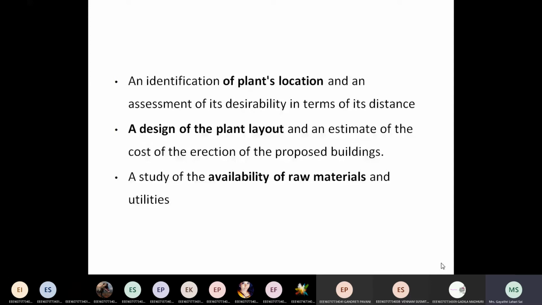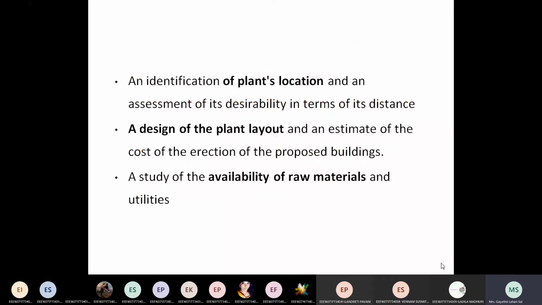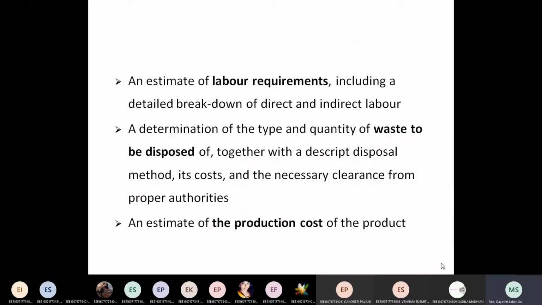So these are the technical analysis. If you wanted to start a firm, these are the analysis in terms of technical. Then estimating the labor requirement, how many laborers you want. Labor requirements is also very, very important. And the determination of type and quantity of waste disposal, this is very, very important.